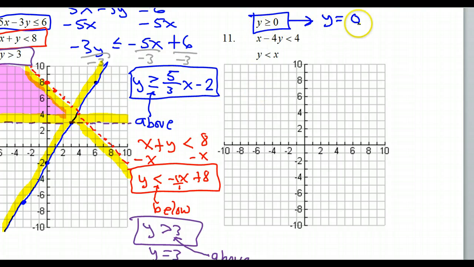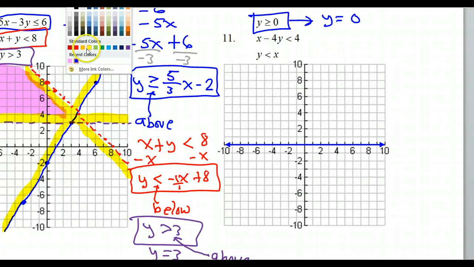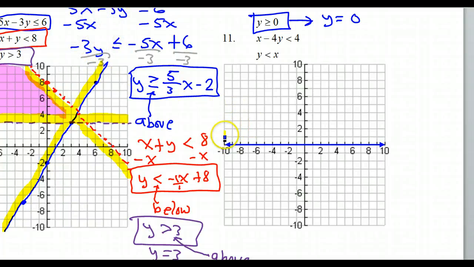That's going to be a horizontal line at 0, like this. Okay, so there's my horizontal line at 0. But this is greater than or equal to. Oh, by the way, notice it's solid because of the or equal to. And then I'm supposed to shade a little bit on the above side. Because it's greater than, so that's above, so I will shade a little bit.